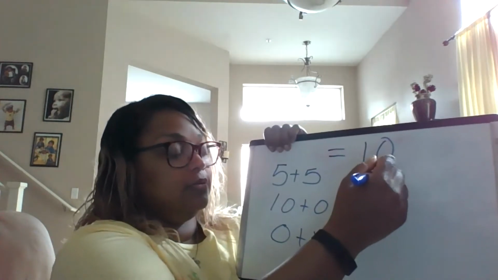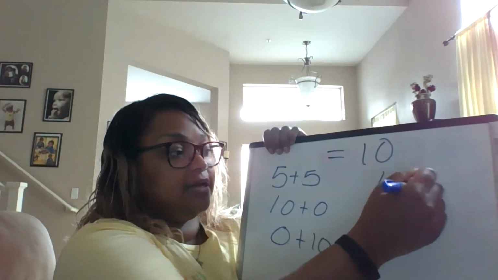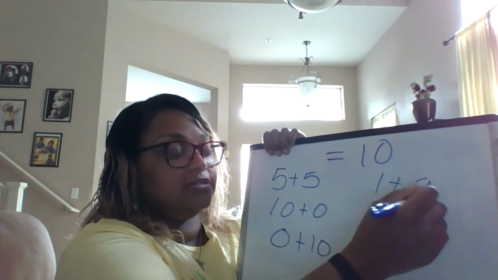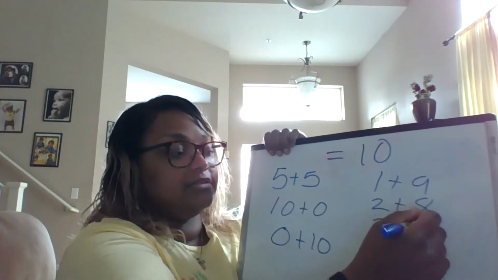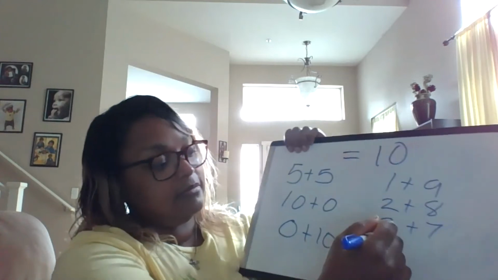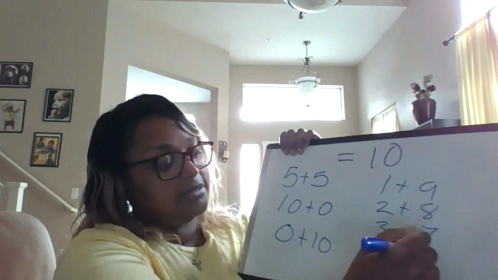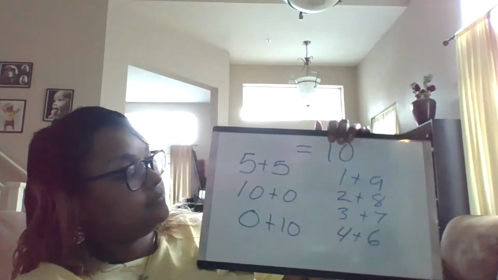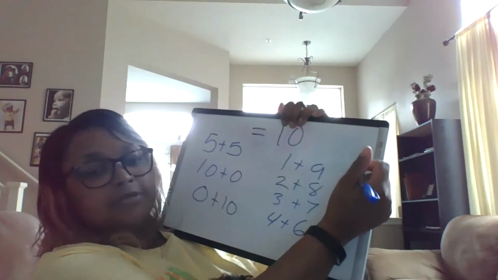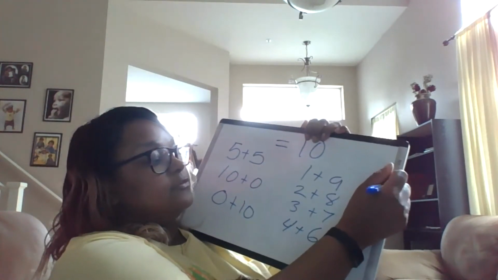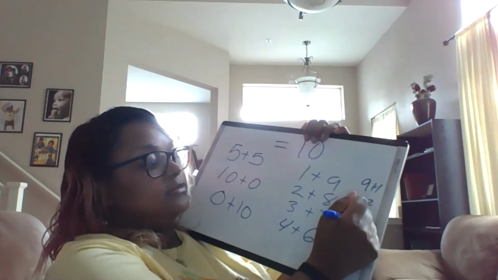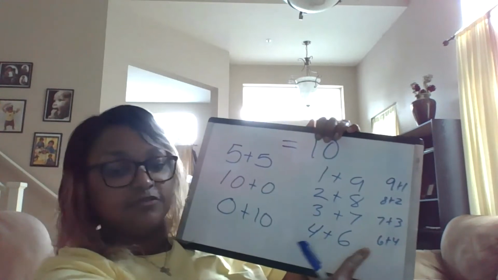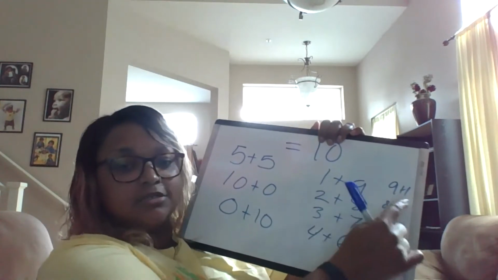We know 1 plus 9. We know 2 plus 8. 3 plus 7. 4 plus 6. And then we could flip all of those, okay? So if we flipped them, I'm running out of space, but we can do 9 plus 1, 8 plus 2, 7 plus 3, 6 plus 4. They're just flipped. So it's the same numbers, just flipped.